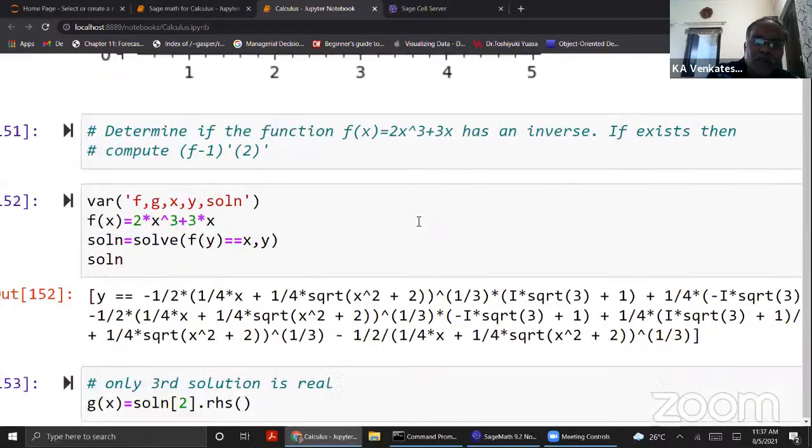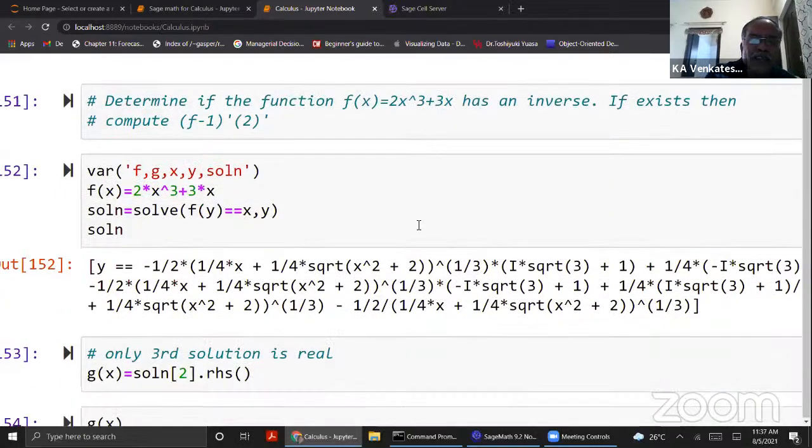In the same way, if the function has an inverse, if it exists, compute f inverse, the derivative of f inverse at x equal to 2. Very easy, I want to do it in one line. So what I have done is I defined a number of variables. F is the given function, g is the inverse, and x comma y equal to solution. So now this is finding the inverse. The solution is for the inverse.